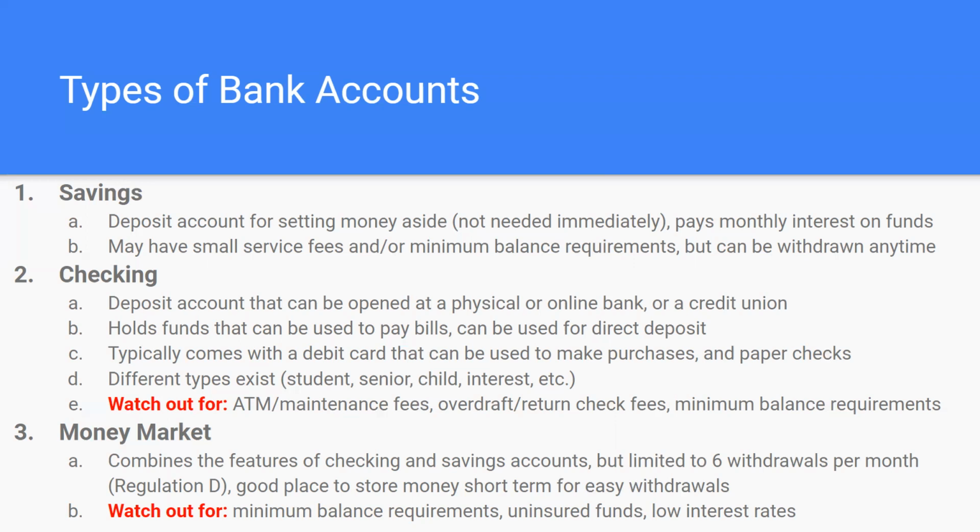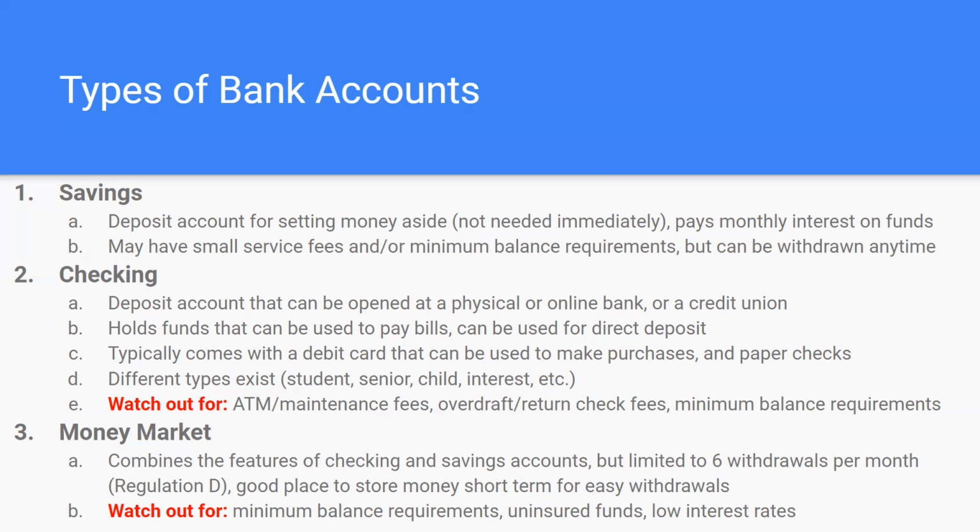Depending on the bank, some banks will have benefits for college students. If they open a checking account there, they might waive the minimum balance fees or waive the fees for maintaining the account every month or something like that. So it's good to shop around to different banks to see what gives you the best kind of deal in a way.